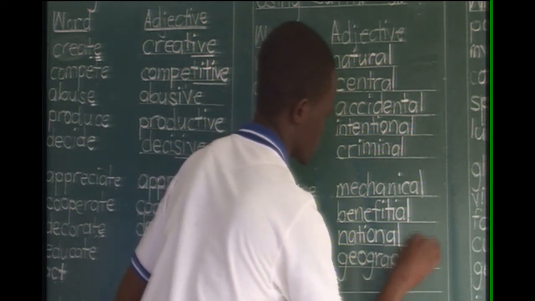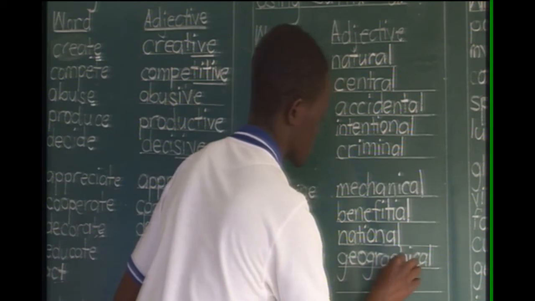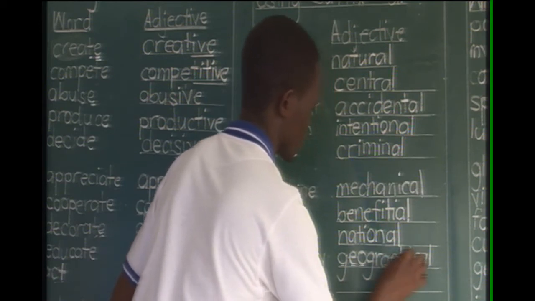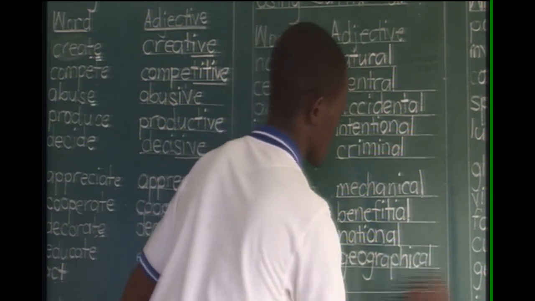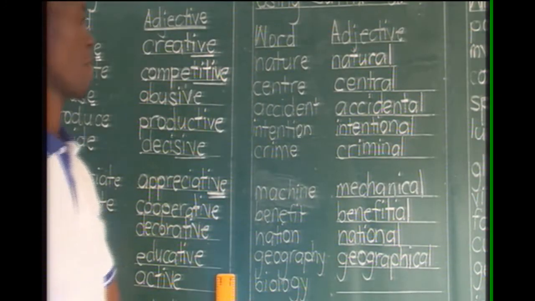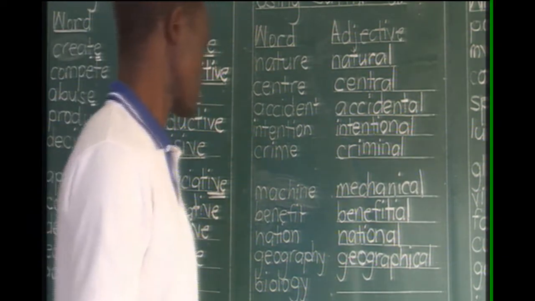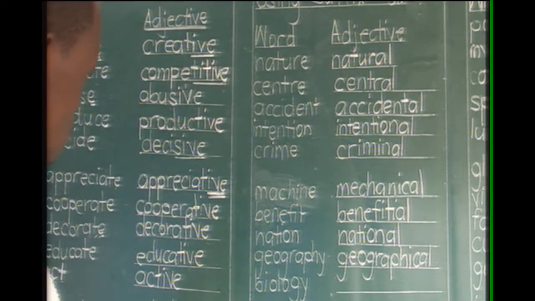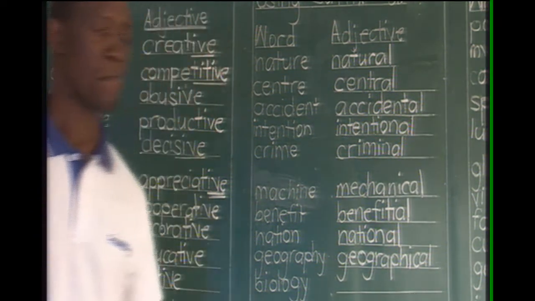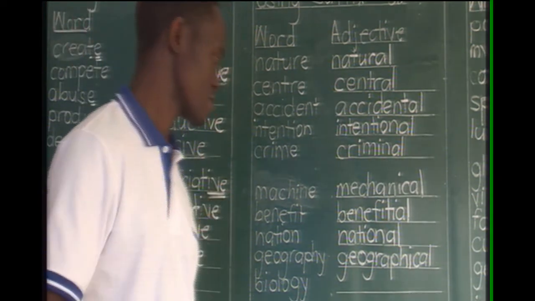Use geographical in a sentence. You can try it out, or wait for my example. Use geographical in a sentence, in your own sentence. Mine is: Africa has many geographical regions.